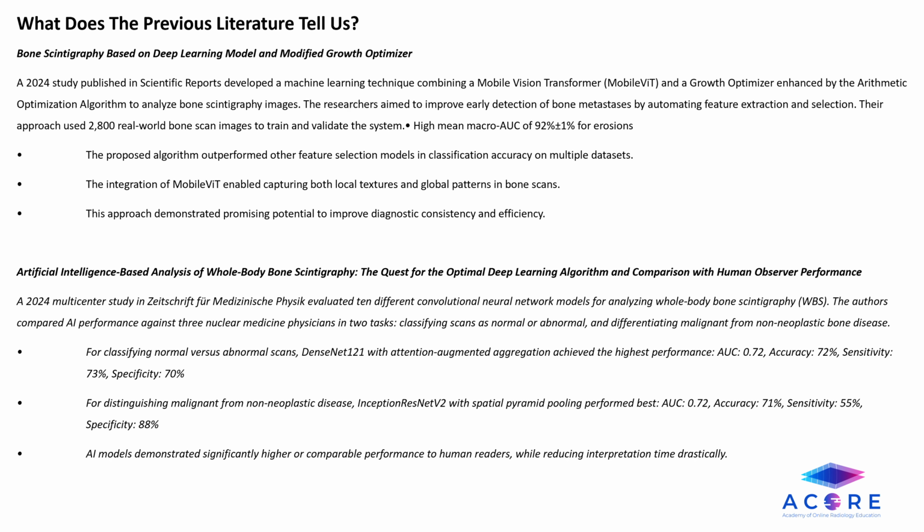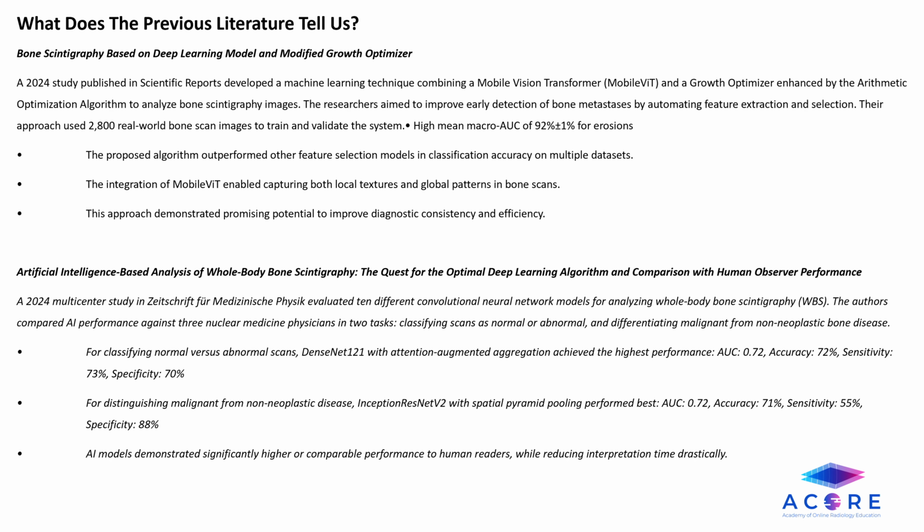using automatic feature extraction and selection, and their approach used 2,800 real-world bone scan images to train and validate the system, and impressively produced an area under the curve of around 92% for erosions, which outperformed other feature selection models in classification accuracy on multiple datasets. And the integration of the mobile ViT enabled capturing both local textures and global patterns in bone scans, and this approach demonstrated promising potential to improve diagnostic consistency and efficiency.